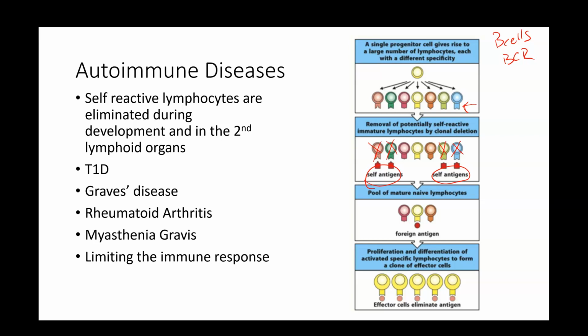Occasionally, when these self-reactive B cells and T cells get out, they can be deleted in the secondary lymphoid organs, but they still can cause some problems. Some of the autoimmune diseases that occur as a result of this inability to destroy self-reactive B cells and T cells are things like type 1 diabetes.